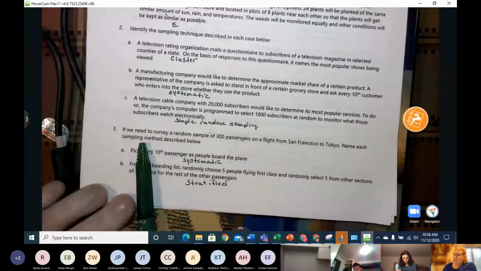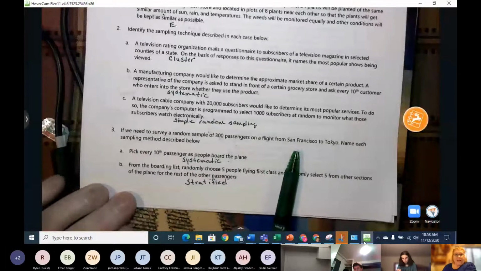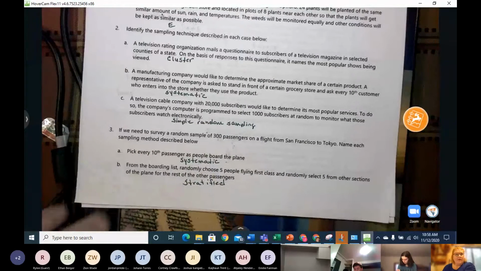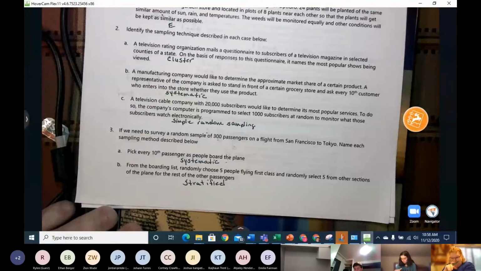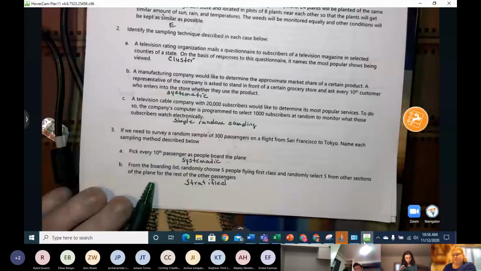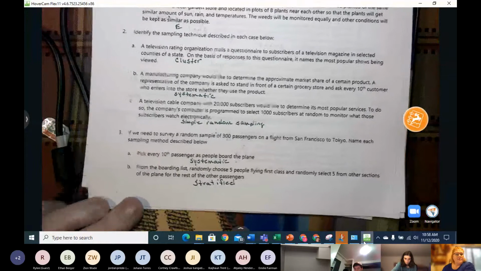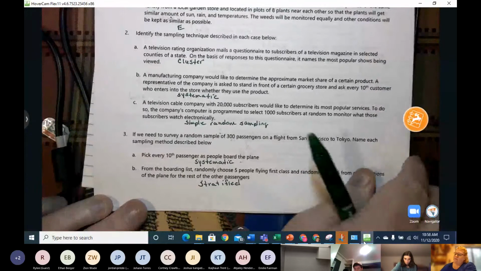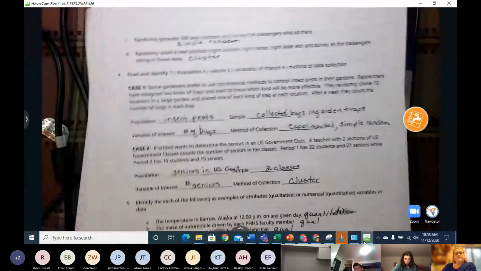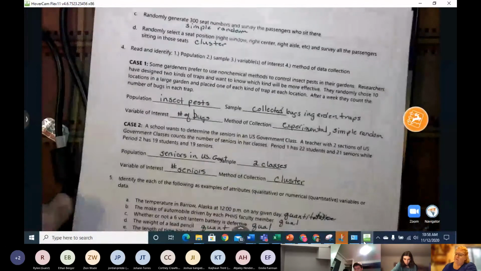The third example all deals with passengers on a plane and collecting information. And we're looking at various aspects of collecting data from those passengers on that plane. And within that, we're using different sampling techniques. So from that one plane with the different methods, we're identifying what type of sampling is being done within those particular categories. So that continues over onto the back with the passengers.